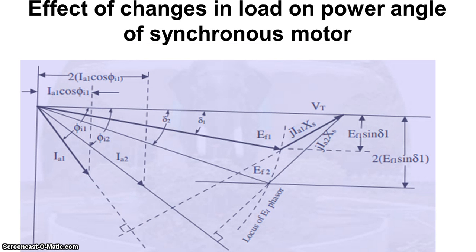Moving on to the effect of changes in the load on the power angle diagram of a synchronous motor. Looking at the phasor diagram, the terminal voltage is taken as a reference, and the armature currents Ia1 and Ia2 are lagging at angles phi 1 and phi 2, and using the triangular vector law and completing the vector diagram, we get the excitation voltage Ef1. This will be further explained to you by Pushkar.